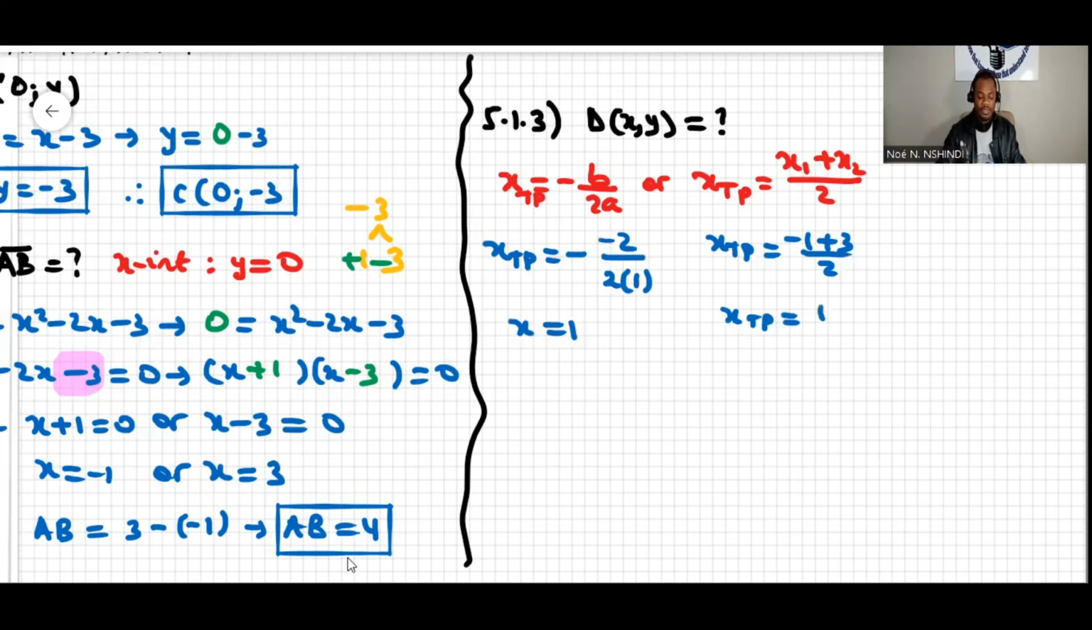Now, is that all? Once you find the x coordinate, we also need to find the y coordinate.